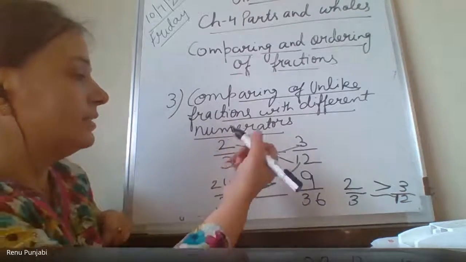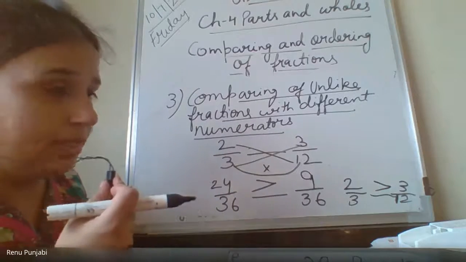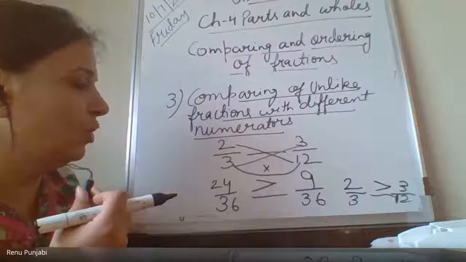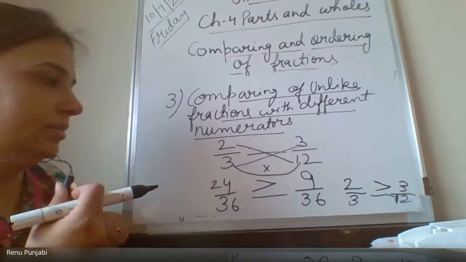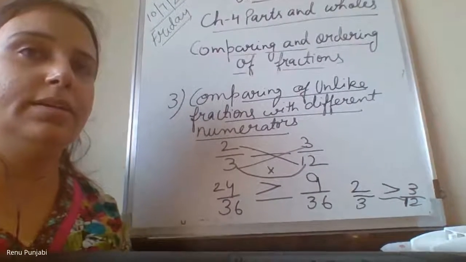So as I explained, we can also take out the HCF of 3 and 12. Your voice is breaking, my dear. You can take your laptop outside because the screen is blurred. Aryan, it's clearly visible. Okay. Yes, ma'am, now it is clear.